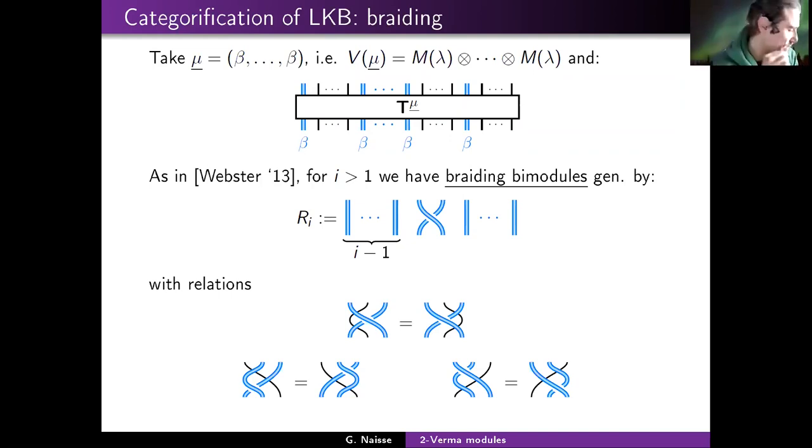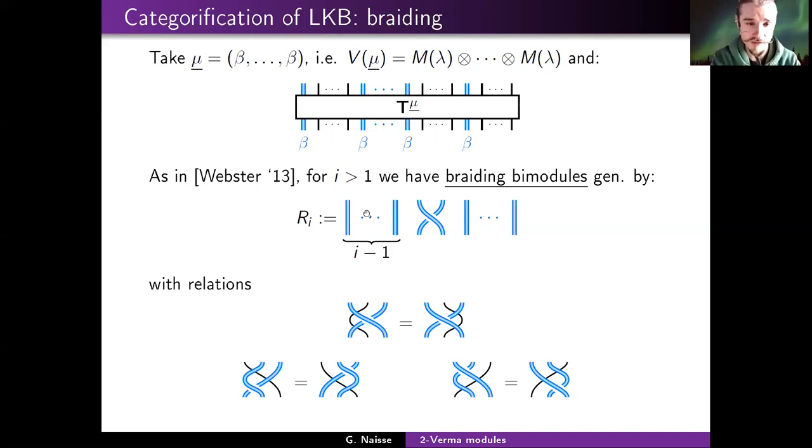Luckily, Webster also has categorified the action of the R matrix on his construction. And so the strategy is that we can also simply degenerate it. So the way you would do it is by defining some bimodule by generators and relations. And then you would show that doing derived tensor product with this bimodule actually categorifies the action of the R matrix. And it appears that we can define the bimodule exactly the same as he would do it.